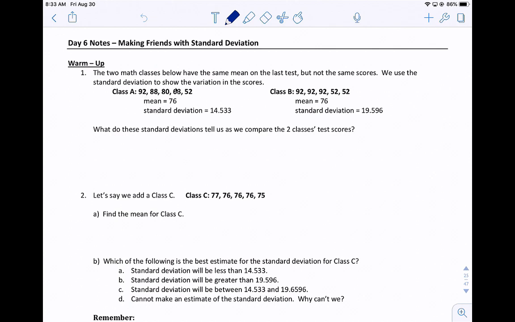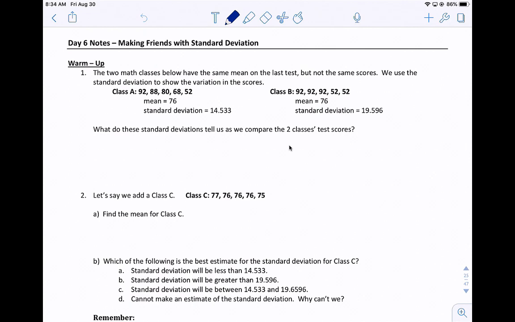So here are the five scores from Class A, the average, and the standard deviation, and then five scores from Class B, the average, and the standard deviation. Notice they have the same class average, but they have a different standard deviation. What do these standard deviations tell us as we compare the two classes' scores? So what we learned is that the smaller the standard deviation, the smaller the average distance of each score is from the average.